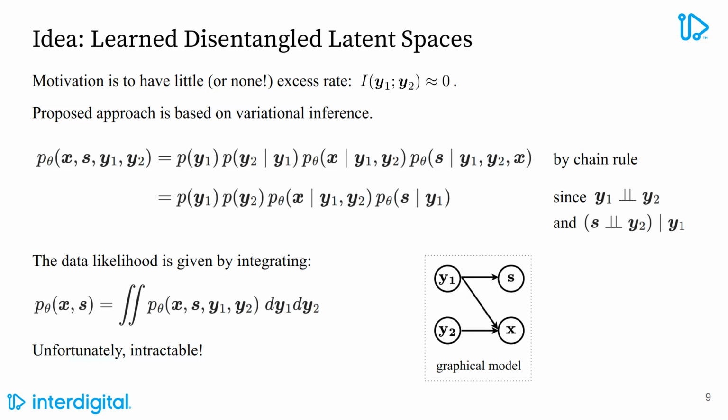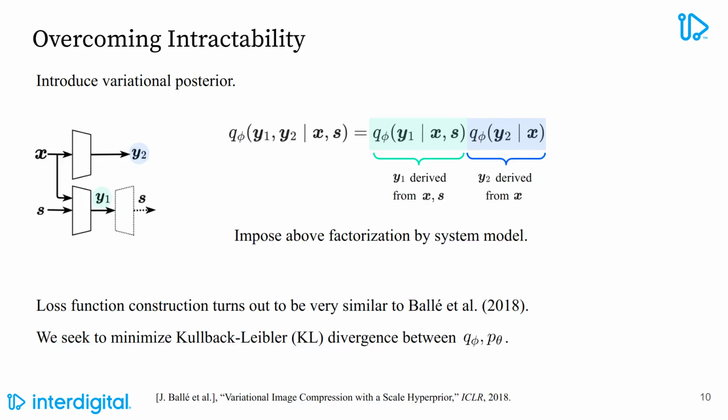We also determined that s is conditionally independent of y2 given y1. Using these observations, we are able to eliminate the dependencies on various variables. The data likelihood may be determined by integrating the above probability distribution over y1 and y2. Unfortunately, the resulting integral is intractable. In order to overcome intractability, we may introduce a variational posterior q-phi instead, as is commonly done in variational Bayesian methods. Our model imposes a factorization between y1 and y2 based on dependencies within the model inputs x and s, which are treated as individual random variables.